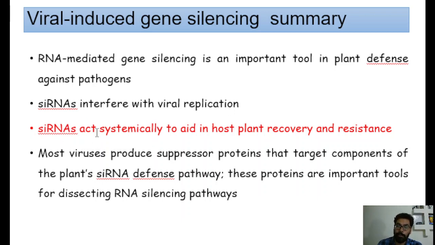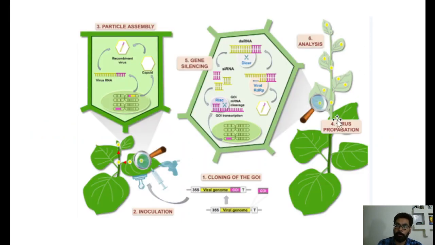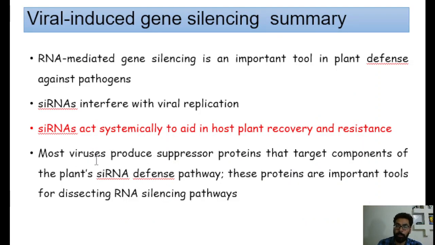These siRNAs act systemically. Systemically means they will move from one portion to another during the process of plant recovery and resistance, and therefore we were seeing the symptoms at the upper portion because the virus is moving from this portion to the upper portion systemically. Systemically means spreading, basically. Most viruses produce different suppressors to overcome this phenomenon in the plant.